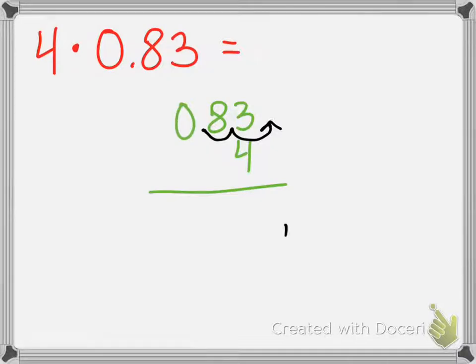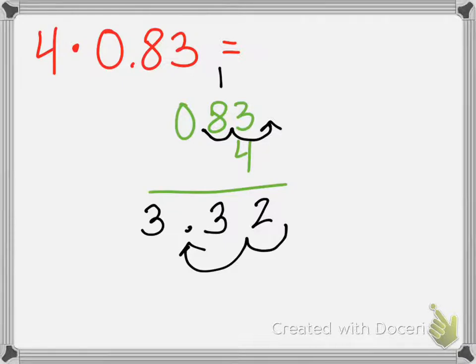But because I like to do this, I'm going to draw my 2 bunny hops right there. 4 times 3 is 12. I put the 2 there and the 1 there. 4 times 8 is 32. Plus the 1 is 33. So we find out that 4 times 8/300ths is 33/200ths.